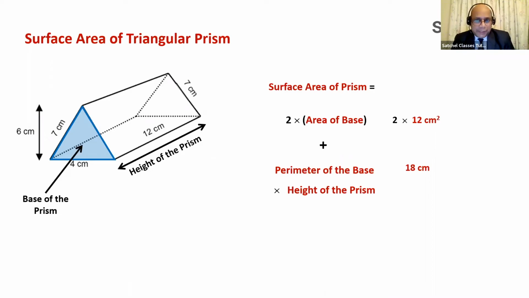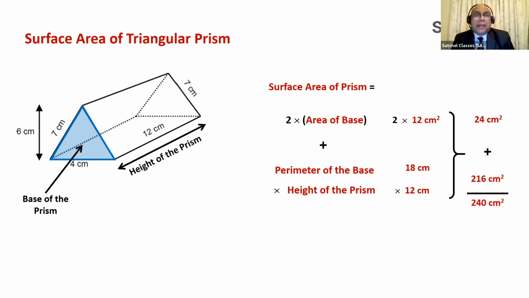And the height of the prism, what's the height of the prism? It's defined there on the prism itself. The height of the prism is the dimension 12 centimeters, right? So we have all the values to calculate the surface area of this prism. Let's go ahead and calculate it. So 2 times 12 is 24 centimeters squared, and 18 times 12 is 216 centimeters squared, which means the surface area of this prism would be 24 plus 216, which is 240 centimeters squared.